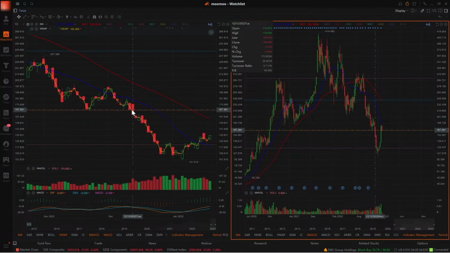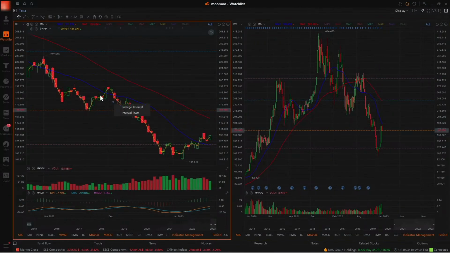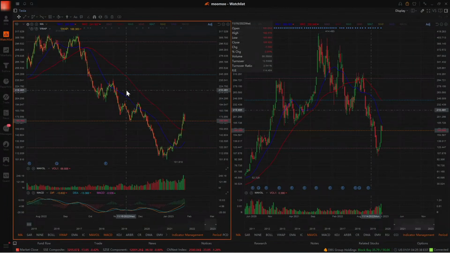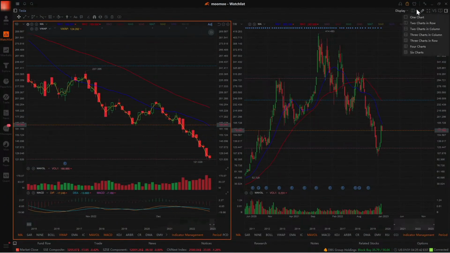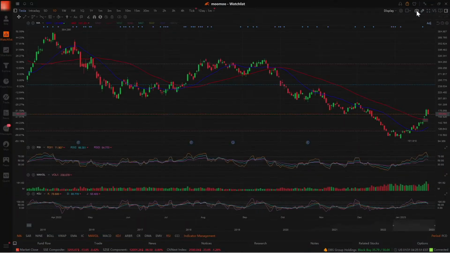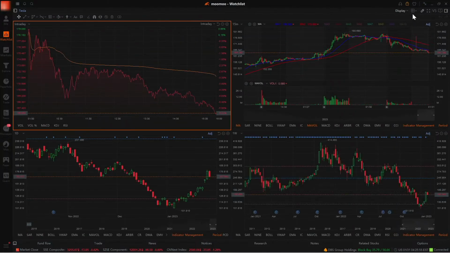Okay, so in terms of indicators, let me go back to the one chart. If you want to have more charts within one screen, you can go to the top right panel. You see this. You can select one chart, or you can even go to the 4 charts.